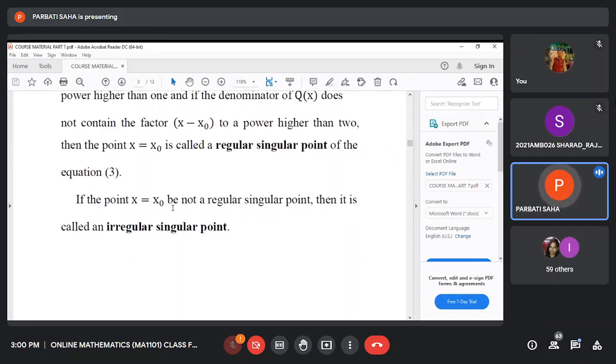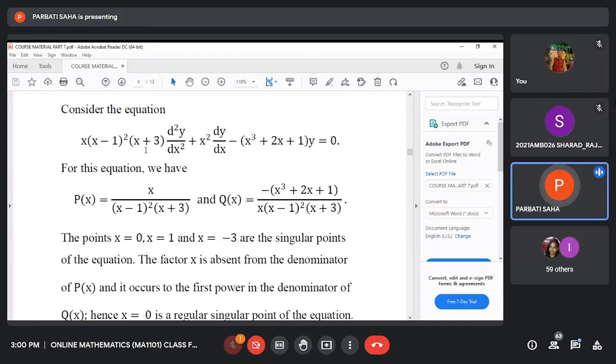If x equals x0 is not a regular singular point, then it is called an irregular singular point. Just observe this example, then it will be clear to understand. You see, x equals 0, x equals 1, x equals minus 3, all these are singular points, because the coefficient of the highest order derivative, which is the second order derivative, involved in this equation vanishes at the points 0, 1, minus 3. So all these are singular points, no doubt about it.